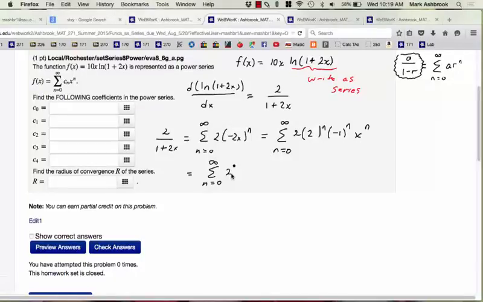So you get 2 to the n plus 1, negative 1 to the n, and x to the n.